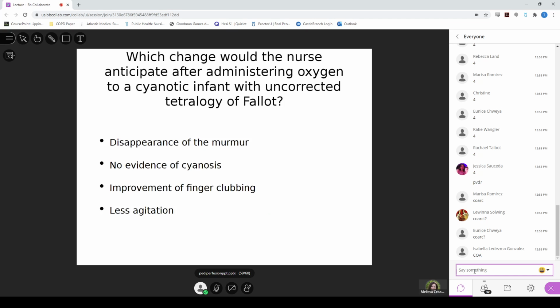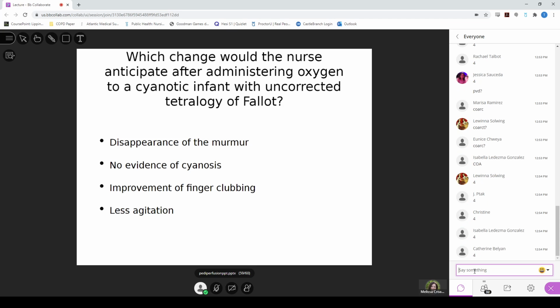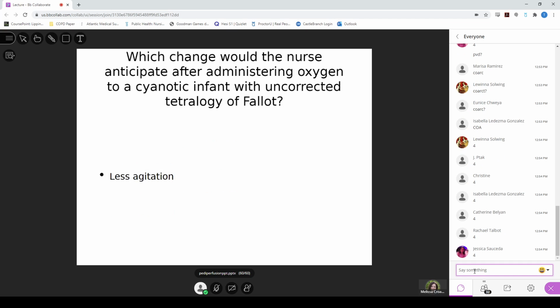Okay, which change would the nurse anticipate after administering oxygen to a cyanotic infant with an uncorrected tetralogy of Fallot? Yes, less agitation. That's right. The infant will be less agitated. It's part of that air hunger. Good job. That's all on pediatric perfusion. What questions do you have for me?